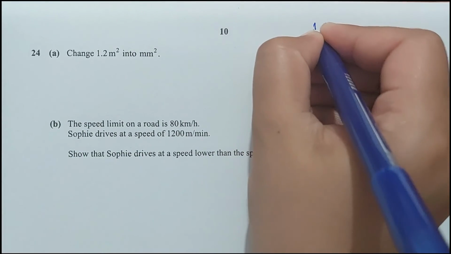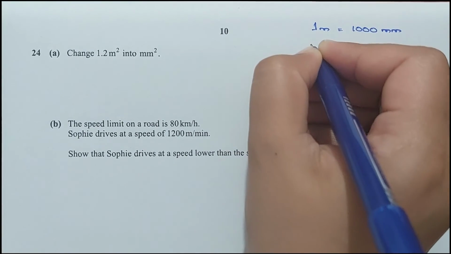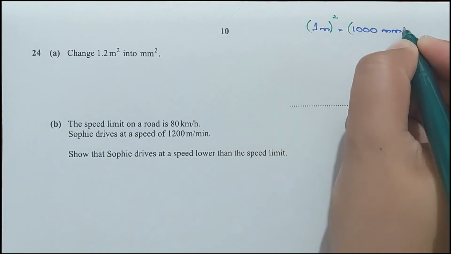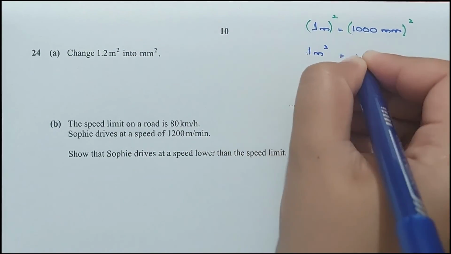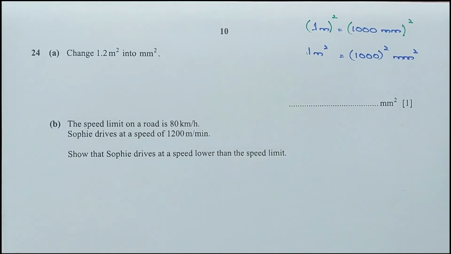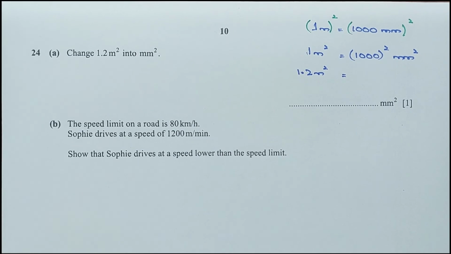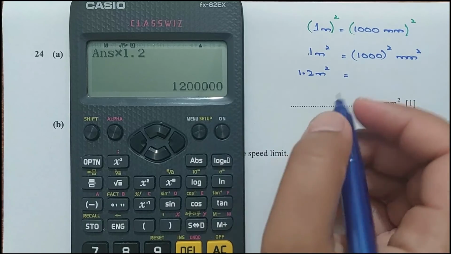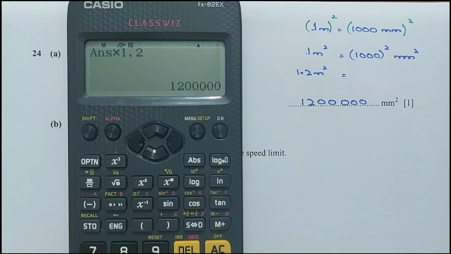Question number 24, part A, change meter square to millimeter square, right? So we know that 1 meter has 1,000 millimeters. So now let me take it square, this whole square and this whole square, right? So 1 meter square equals 1,000 squared millimeter square, right? So what is 1.2 meter square? So times it by 1.2. 1,000 squared times 1.2 is 1,200,000, 5 zeros.